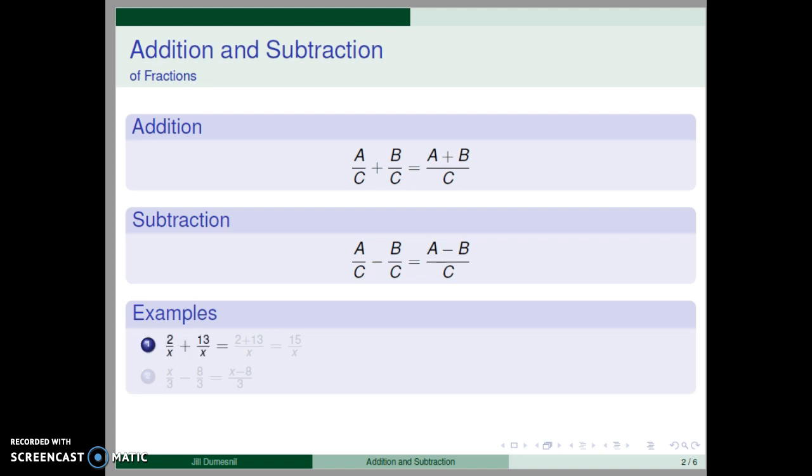To add 2 over x and 13 over x, we add 2 plus 13 in the numerator and keep the common denominator of x. Thus we get 15 over x. Similarly, to subtract x over 3 and 8 over 3, we get x minus 8 over 3. Since x and 3 are unlike terms, we cannot combine them.